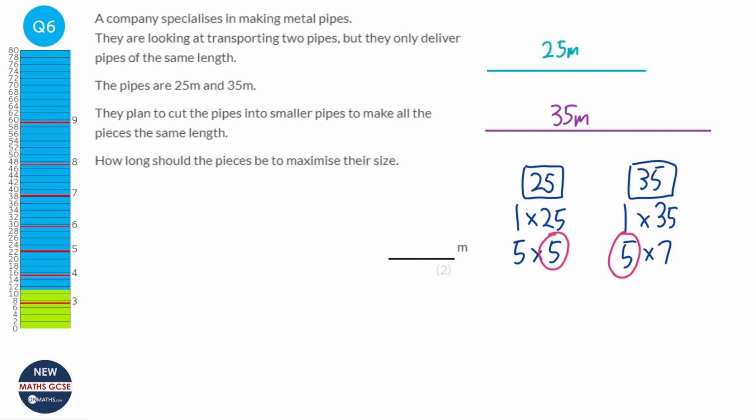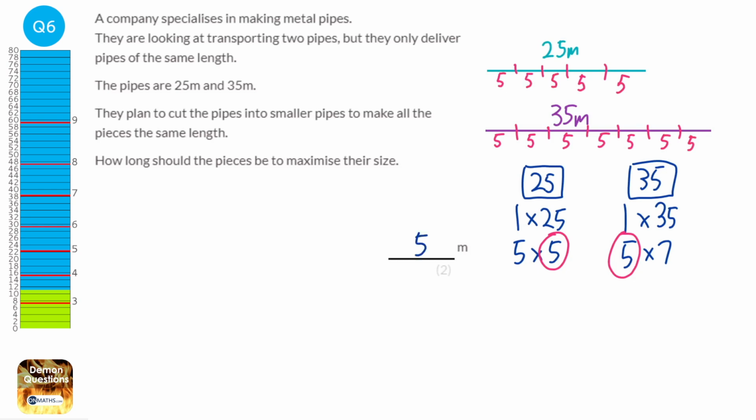So what we can do is we can cut all of these pipes into 5 meter pipes. So 1, 2, 3, 4, not to scale, and then 7 of these. So 1, 2, 4, 5, 6. And so there's 7 in total. So each of these are 5 meter long, and there's no wastage. And that's the longest we can make the pipes for there to be no wastage at all. So my answer is 5 meters.